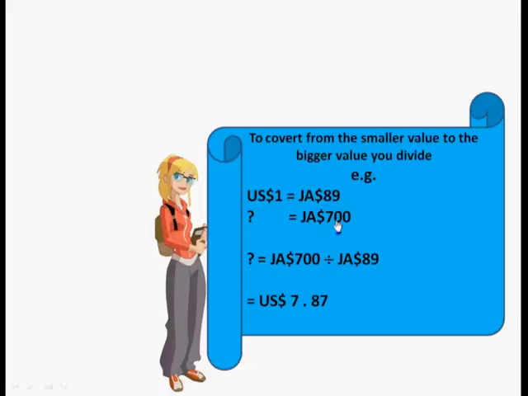US. So if you're converting from Jamaican to US, you simply divide what? The amount you have by the exchange rate value right here. So the $700 now will be divided by the $89, and then the US amount will be equal to $7.87. Easy, isn't it? Change the numbers and try to make up a question here for yourself. Do that right now.